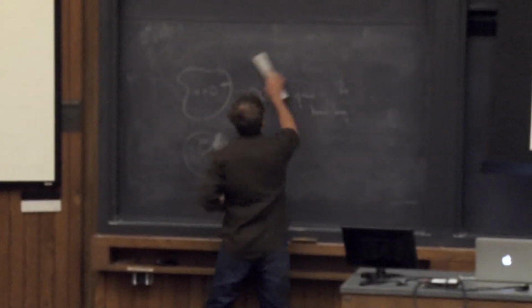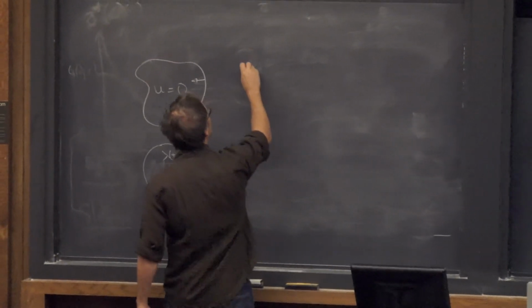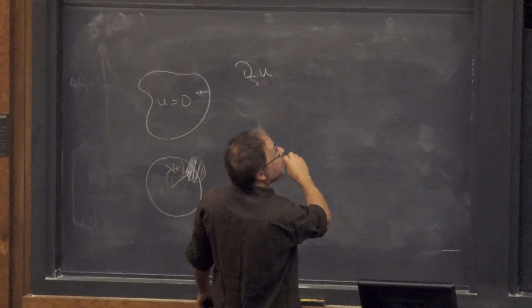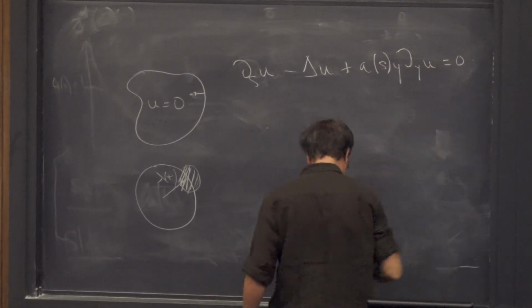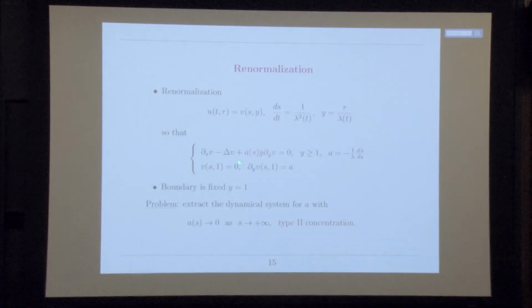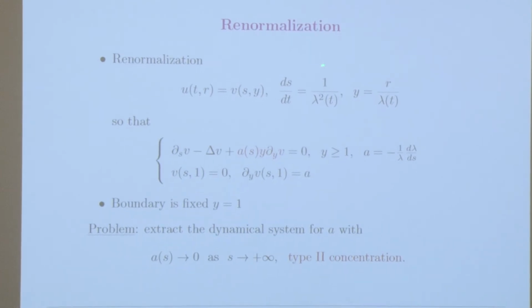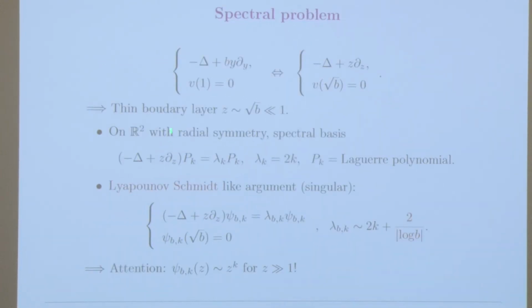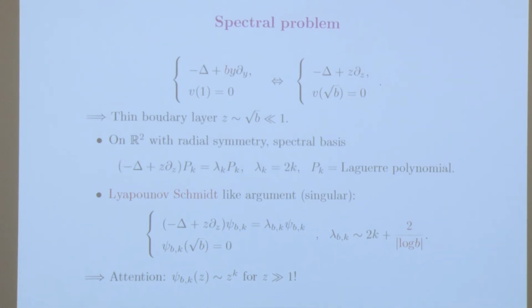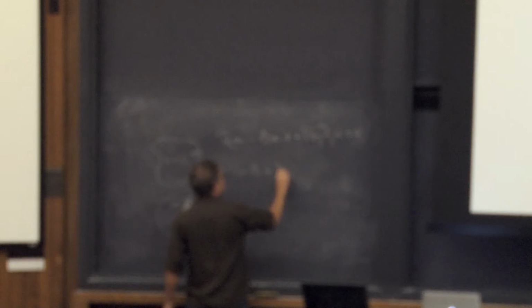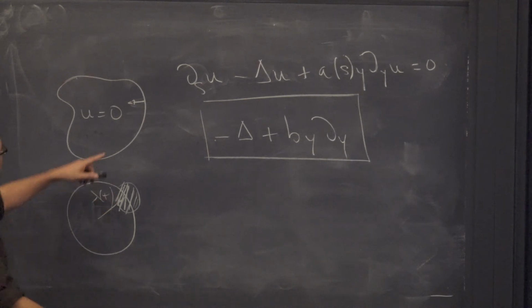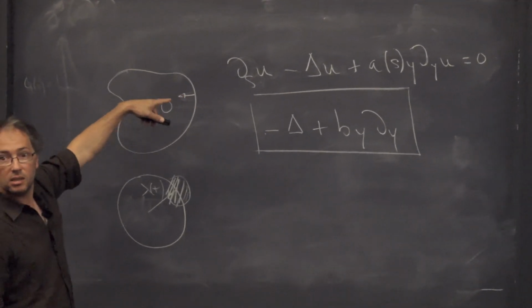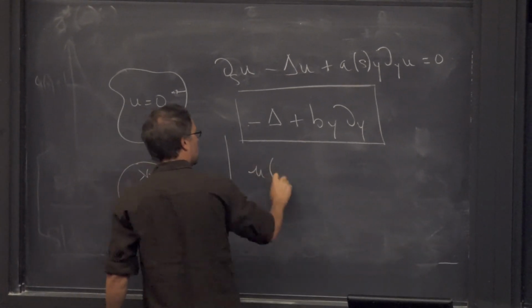What's happening here is very clear. I'm facing this operator: ds u minus Laplace u plus a of s y dy u. So do an adiabatic approximation, that is, a slow time evolution variation of this. To start with, say fix a. Say a is equal to 1. And actually, don't call it a, call it b. And look at this operator: minus Laplace plus b y dy. I want to understand this thing. And of course, I have a boundary condition. The free boundary is a Dirichlet boundary condition there, so I have u of 1 equals 0.